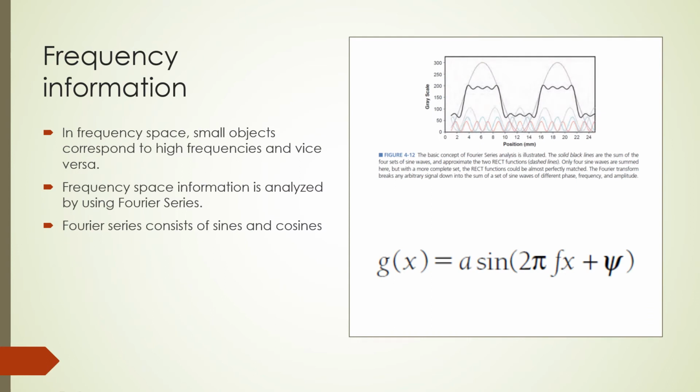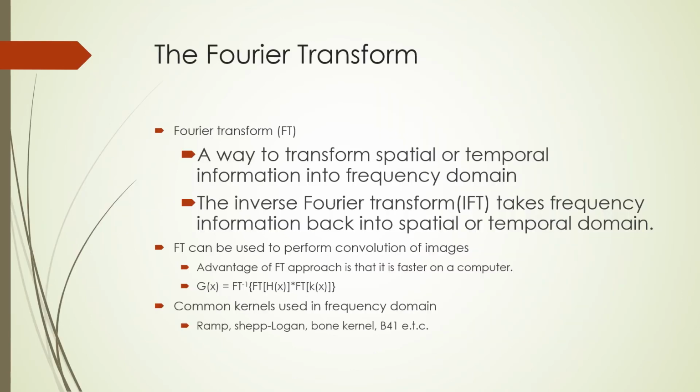So far in the previous slides, we've been talking about operations in the spatial domain. Instead of using the spatial domain to characterize image information, we can use the frequency domain. In frequency space, small objects correspond to high frequencies and vice versa. We can analyze information in frequency space by using Fourier series. The Fourier series is a series of sine and cosine functions that can be used to describe many complicated periodic signals. Let's see next how we use Fourier series to transform spatial information to frequency information. To convert spatial or temporal signals into frequency domain, we use what is called a Fourier transform.